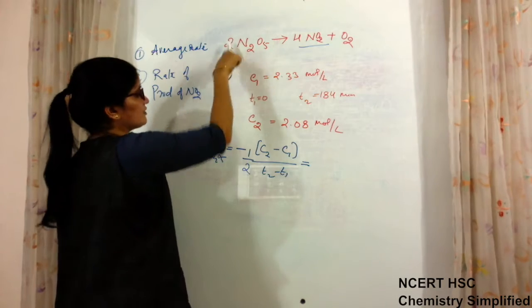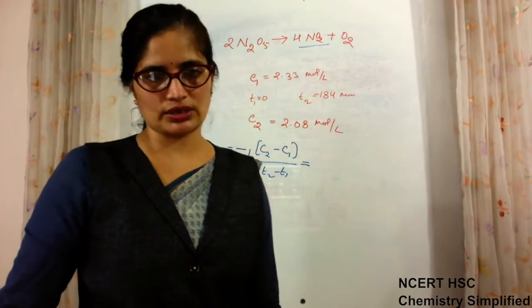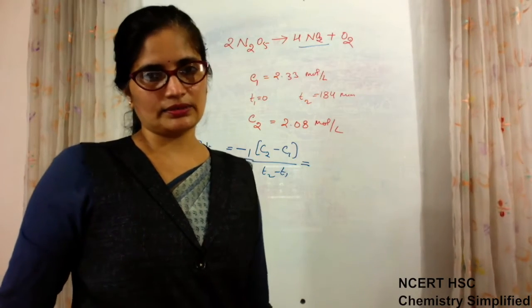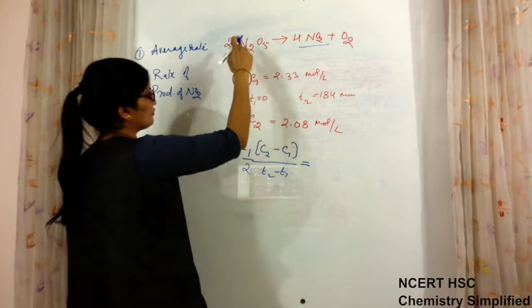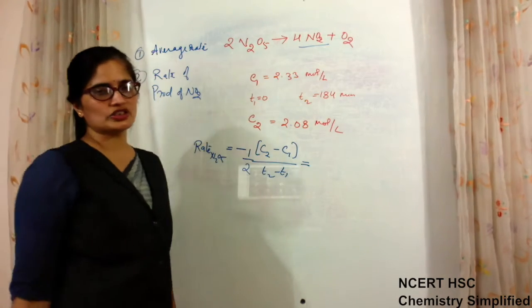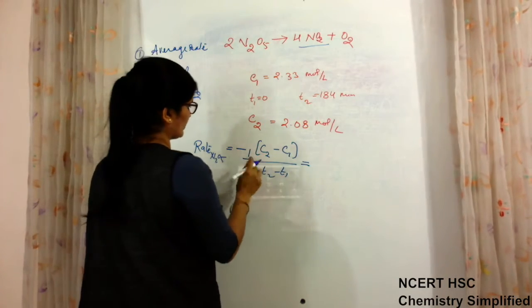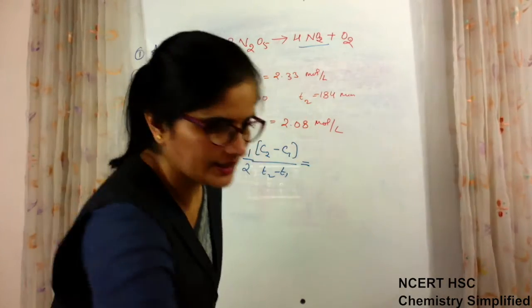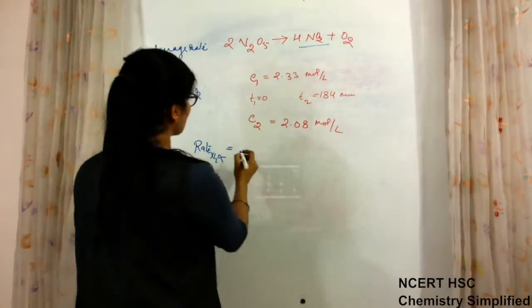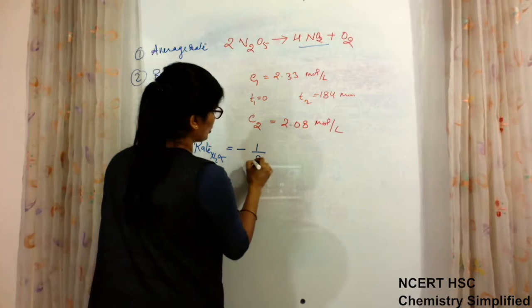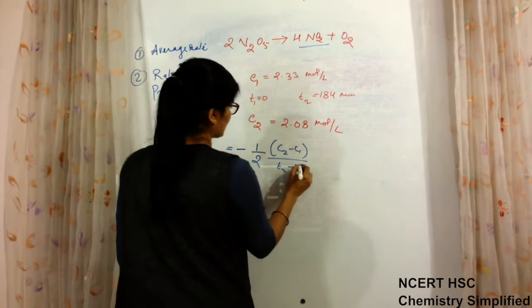Stoichiometric coefficient is taken in division. 1 by 2 it will be taken. Minus 2 not, 1 by 2 it will be taken. Whatever is the stoichiometric coefficient, that is used to divide the equation, not multiplied. So minus 1 by 2. Let me write again: the minus sign, I told you, is there just to indicate the disappearance. Minus 1 by 2, C2 minus C1 upon T2 minus T1.